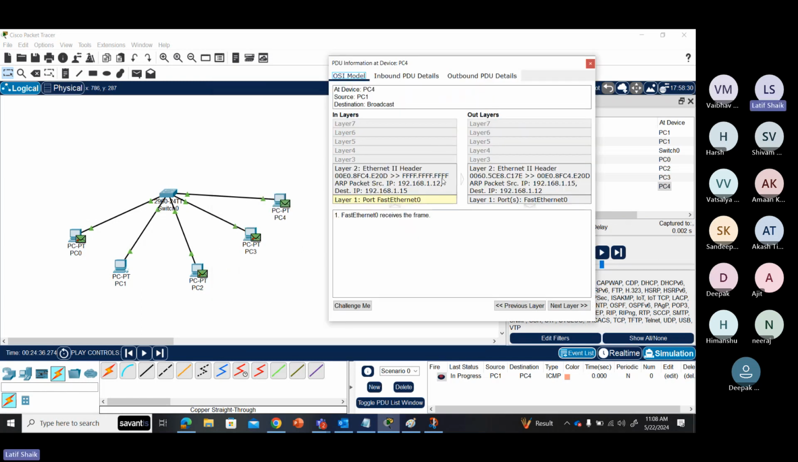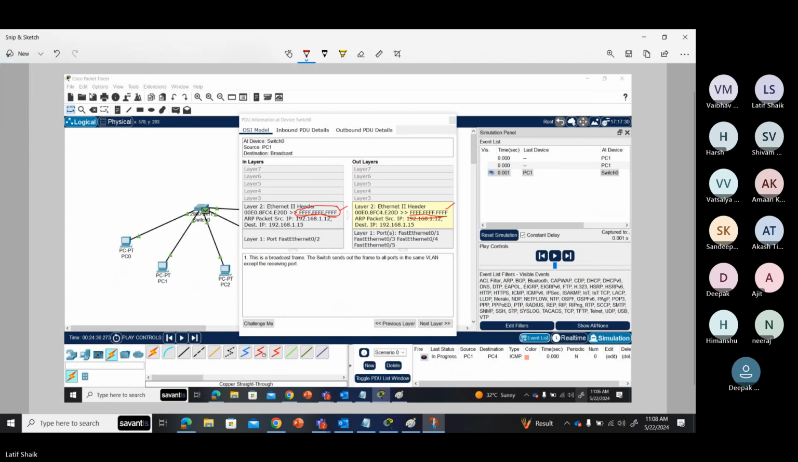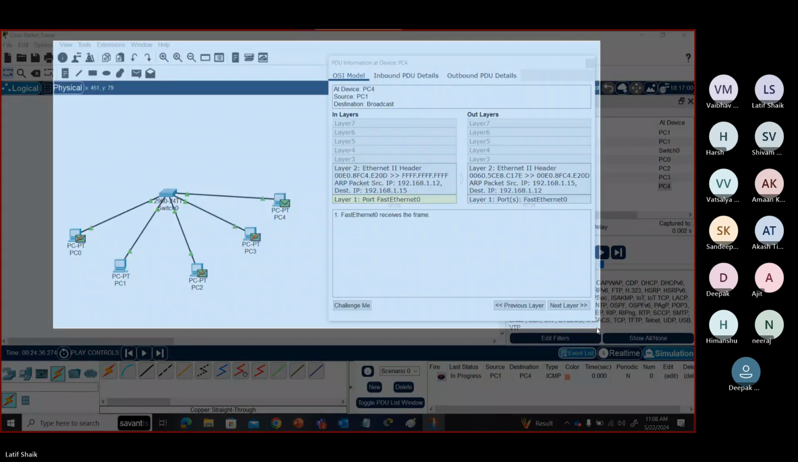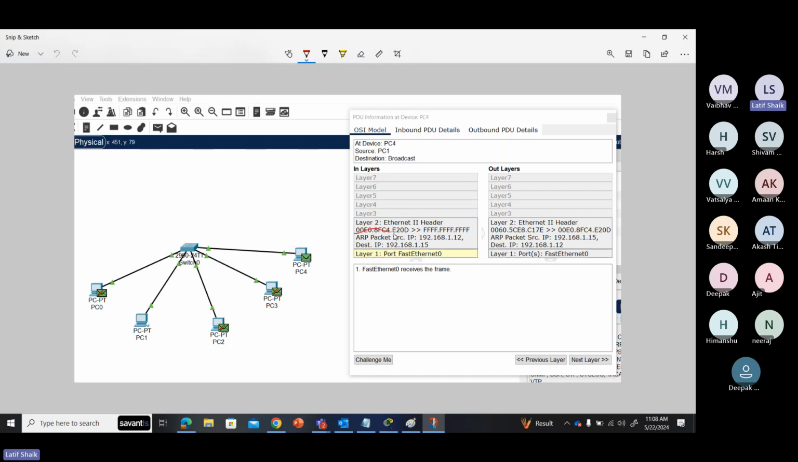I used a broadcast to send it, but here, can you see? When I'm sending it, I use the MAC broadcast. But this is a reply message. The source IP is 1.15, the destination is 1.12, and this is the source MAC address, meaning this PC's MAC address. Here is the source MAC address and here is the destination MAC address.